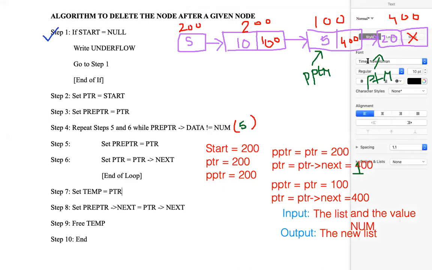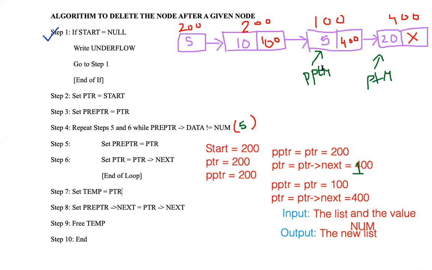So again, is PPTR arrow data equal to num? Yes. So we stop and come out. Now we make use of another pointer, which is temp. So temp is assigned to PTR. That means temp also points to this node. So temp is also pointing to this node.